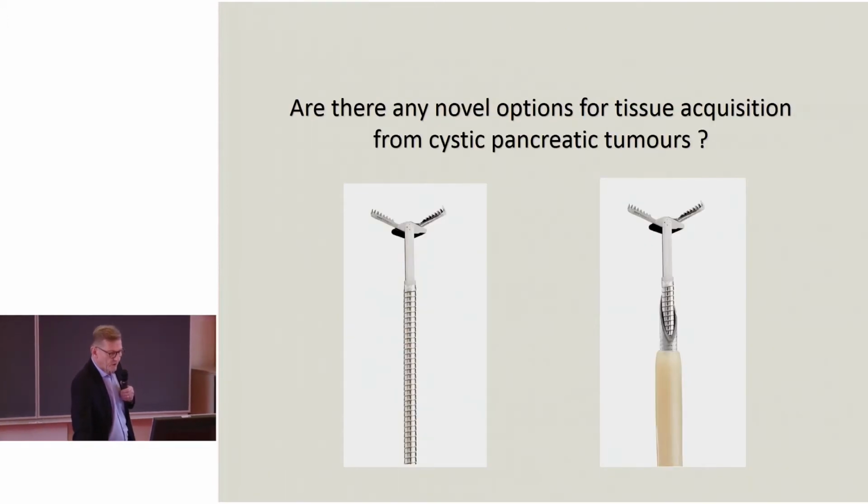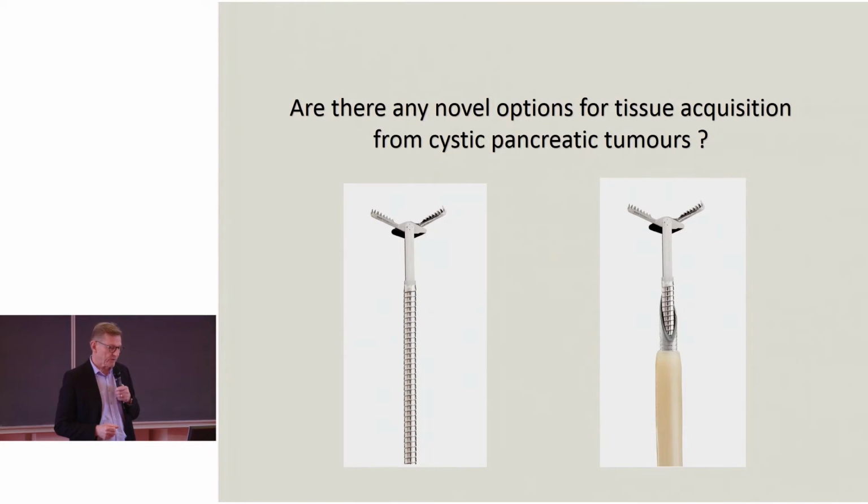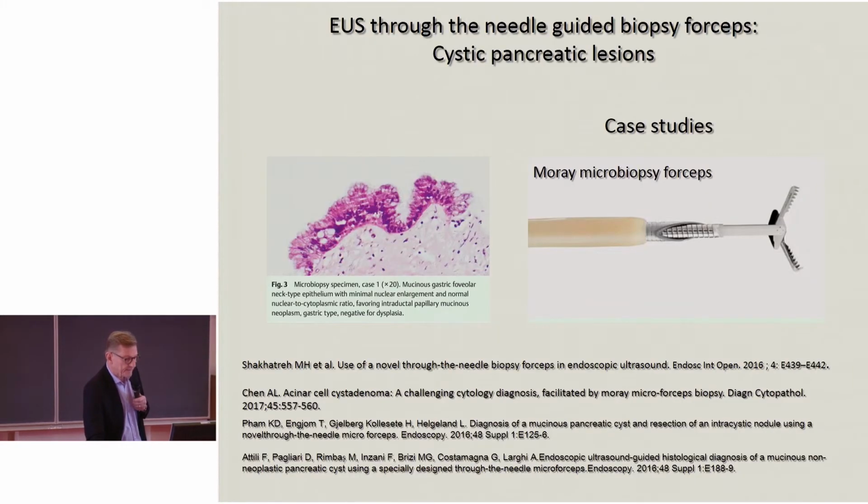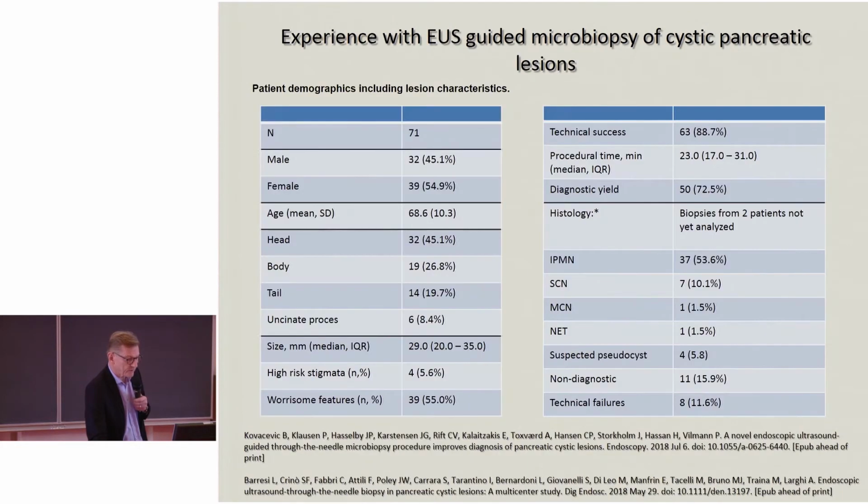Are there any novel options for tissue acquisition? There is the microbiopsy forceps that I shortly mentioned, a biopsy forceps that can pass through a 19-gauge needle, and there are a few studies out there. We have a PhD study ongoing. Until now we have looked at our first 71 patients with a technical success of about 90%.